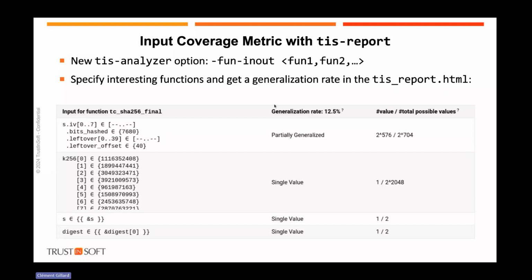Now in the TIS report, under the individual analysis tab, you will also have these tables that tell you for each function what were the variables that are involved. That's the parameters, but also the global values that affect the paths of this function. And it will tell you, when you enter this function, how much generalization did you do? For example, I can see that I have this structure S, and it's partially generalized. I only cover 2 to the power 576 possible values out of 2 to the 2,704. That's based on the size of the structure compared to the size of the generalized bits of the structure. You can see here I have this global array, and I only tried a single value. So it's giving me a generalization rate.